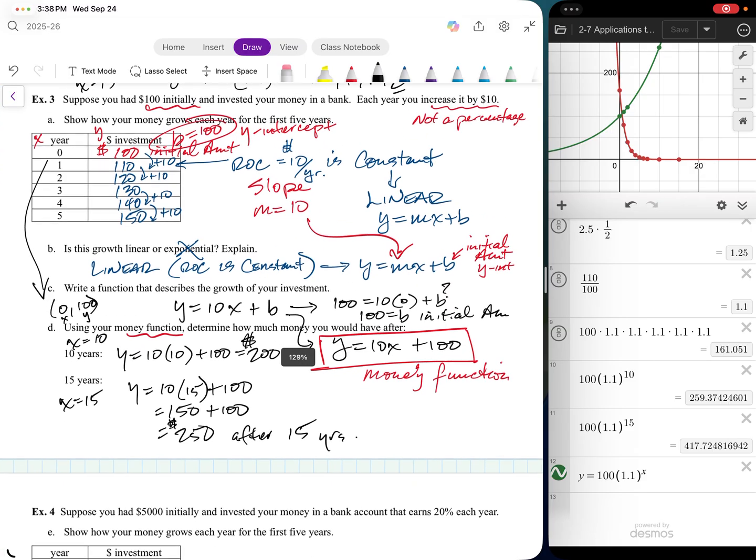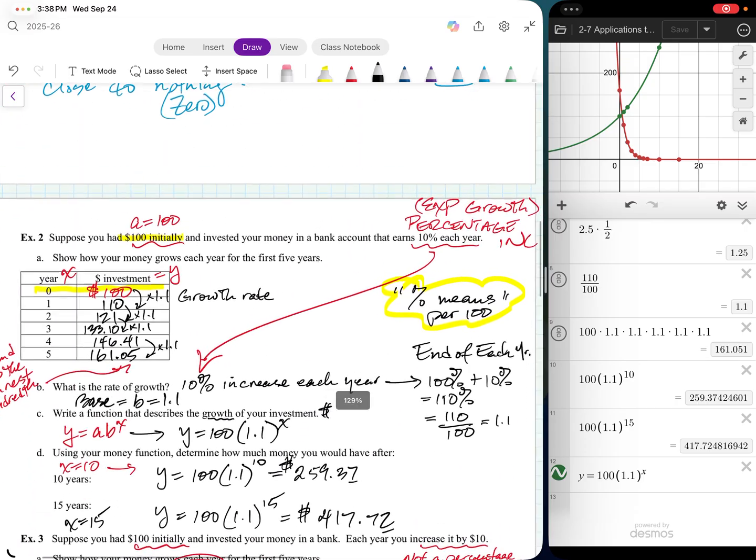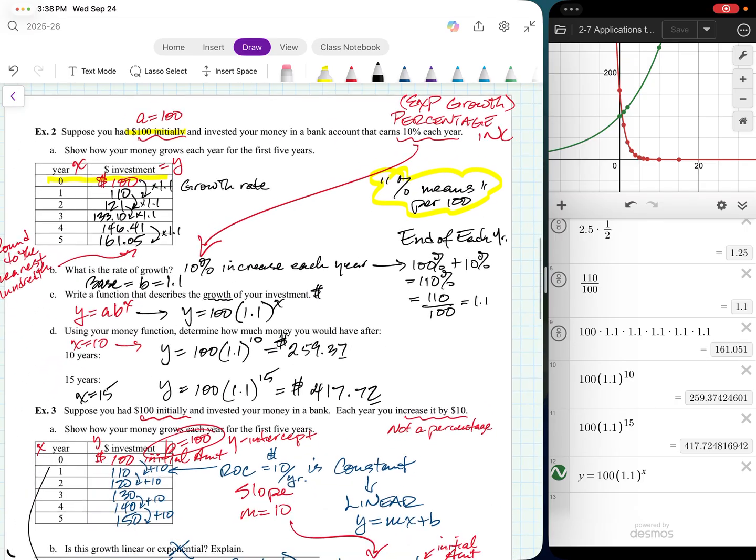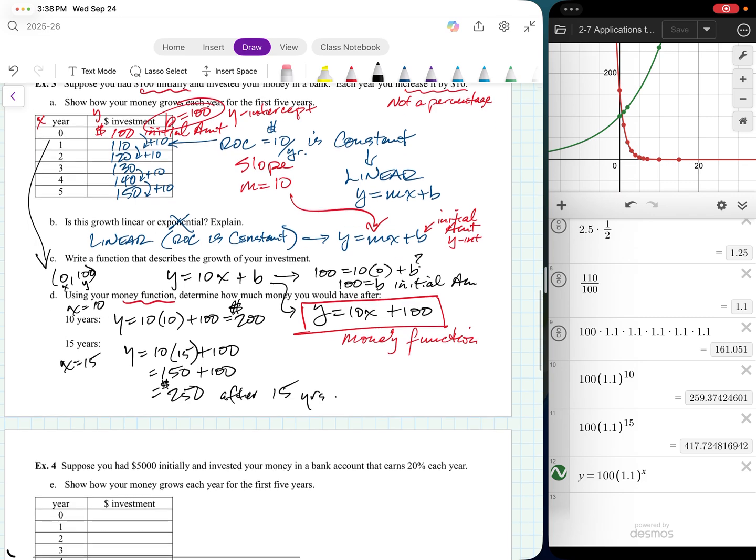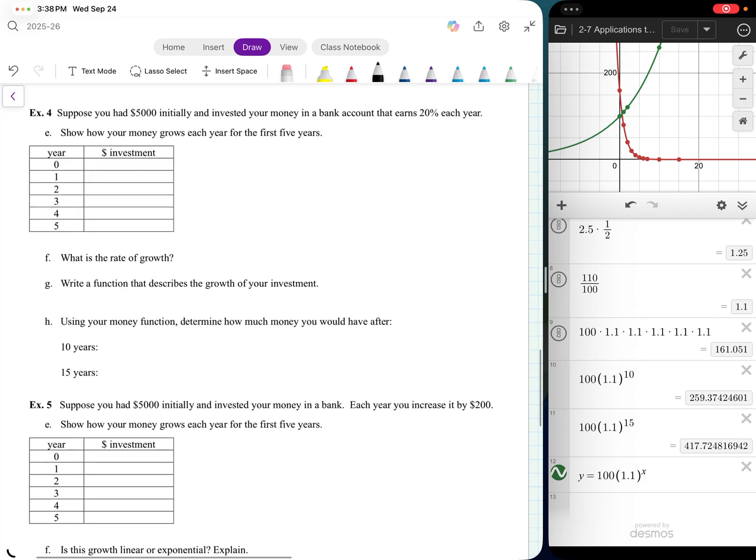So you have to really read the problem, and if you increase by a fixed amount, a constant amount, it's linear. If you increase by a percentage, it's going to be exponential. And you have to think about what you're doing. So in number 4, notice that you have 5,000 initially, and it earns 20% each year. That's going to be exponential. Whereas at number 5, if you have $5,000 initially and it increases by only 200, that's constant. That's going to be linear.